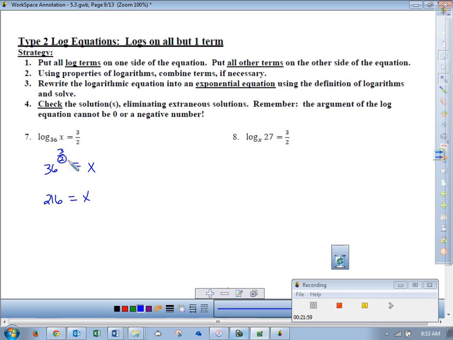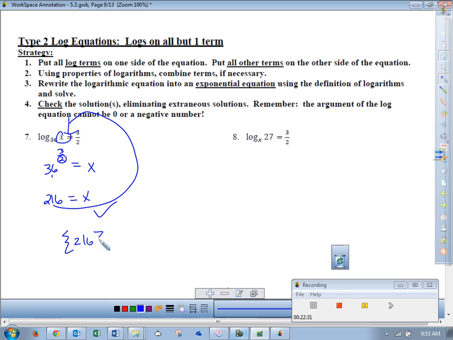So one more time, it's power over root. Like I said, you can punch 36 to the 3 halves power in your calculator. It'll give you an answer, right? But just to realize what to do when things get nastier, this is a root. Take the root first. So the square root of 36 is 6. Then you take that result to this power and get 216. Check it. Does it work?